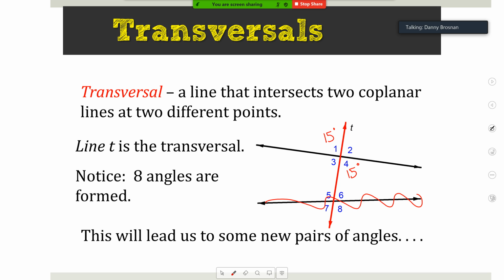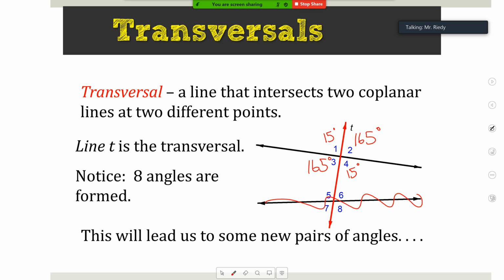How big would angle 2 be? They add up to 180. So therefore, how big would angle 2 be? 165. Good. And last but not least, how big would angle 3 be? 165. Good. Okay, this has nothing to do with the transversal. That's just 2 lines intersecting. And we've done this already.